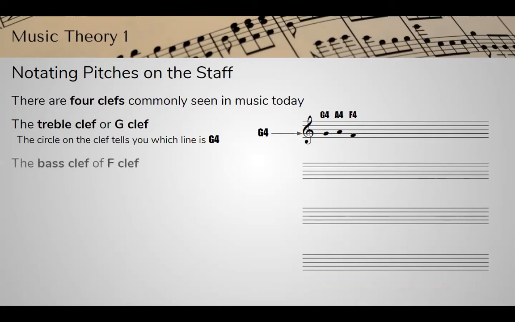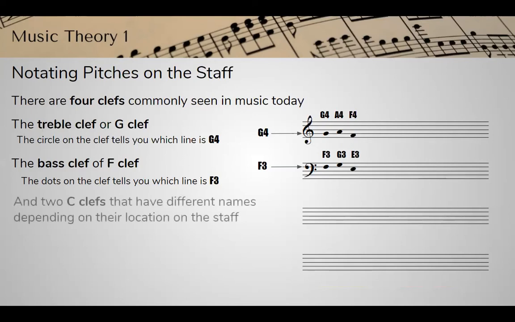Okay? There's also the bass clef, also known as the F clef, which totally looks like the letter F, maybe. Definitely not. The dots on that clef tell you which line is F3. Any note written on that line will be F3. If you write a note in the space above that line, it will be G3. If you write a note on the space below that line, it will be E3, because E would be below F.